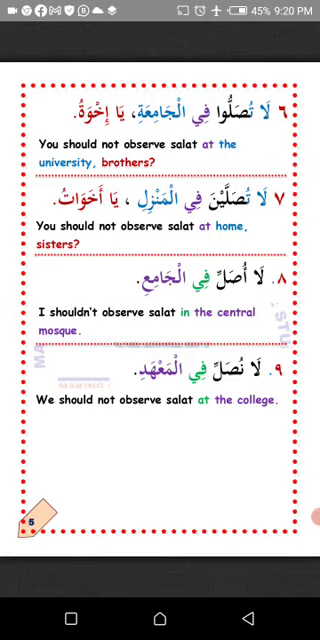سبعة, number seven. لا تصلين في المنزل يا أخوات. You should not observe salat at home. يا أخوات, sisters. ثمانية, number eight. لا أصلي في الجامع. I shouldn't observe salah at the central mosque. تسعة, number nine. لا نصلي في المعهد. We should not observe salah في المعهد, at the college. لعلك فهمت? I hope you understand.